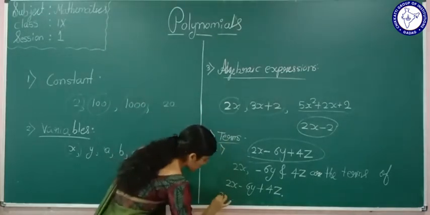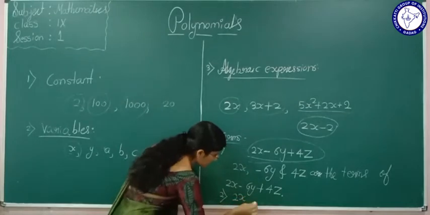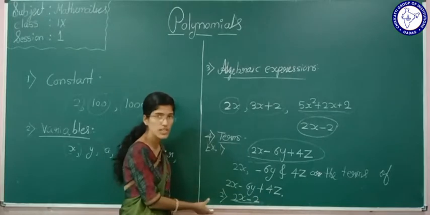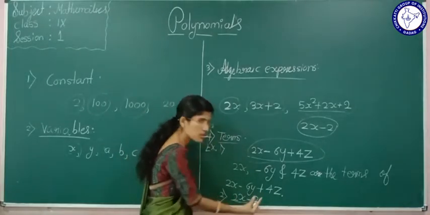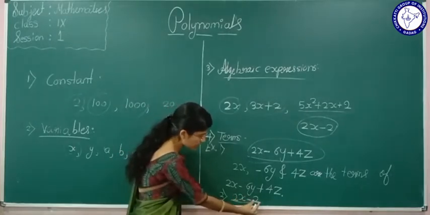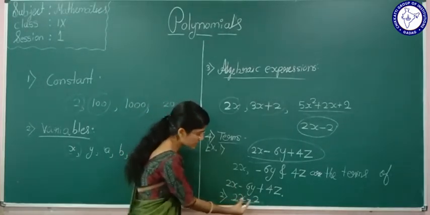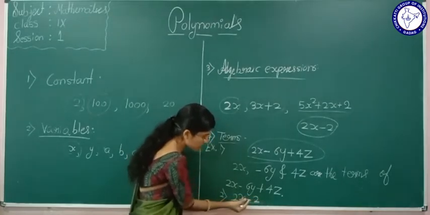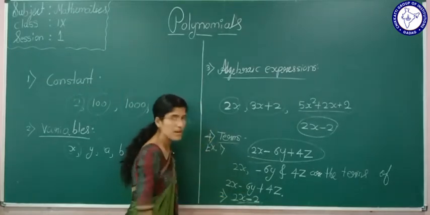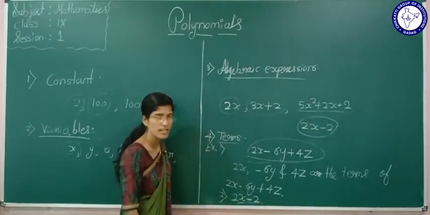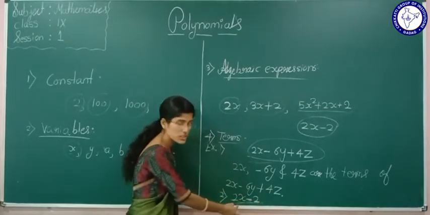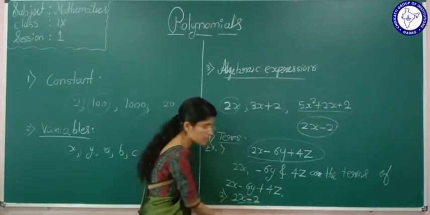We will see one more example, 2x minus 2. This is an algebraic expression. What are the terms of this algebraic expression? 2x and 2. Okay, see here, the parts of an algebraic expression connected by a plus or minus sign are nothing but the terms of the algebraic expression. Here, what are the terms of this expression? That is 2x and minus 2.